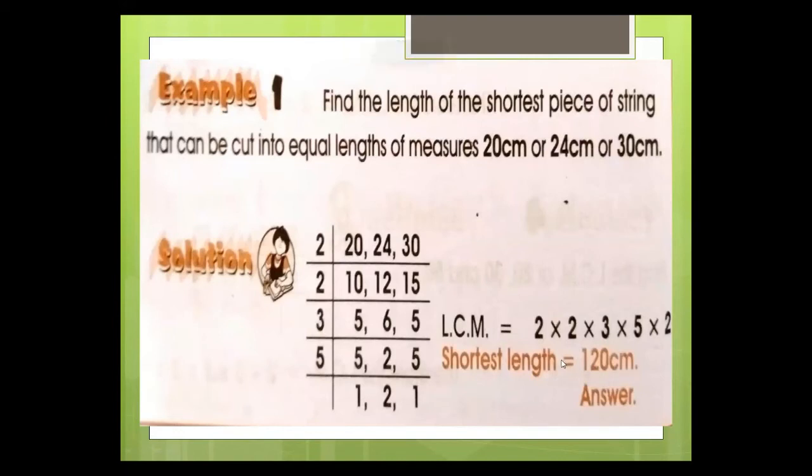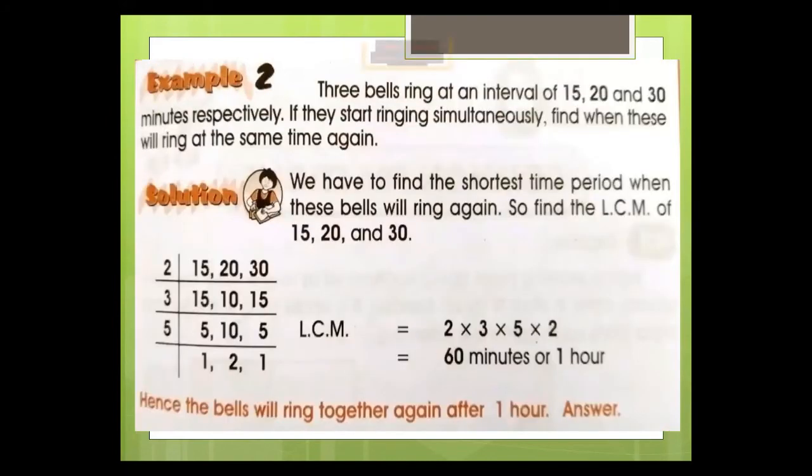Okay, now we go back towards another example. Here you see another example from your book, page number 29, example number 2. Three bells ringing at an interval of 15, 20, and 30 minutes respectively. That means the first bell rings at an interval of 15 minutes, the second bell rings at 20 minutes, and the third bell rings at 30 minutes respectively. Means the first one, then second, then third.